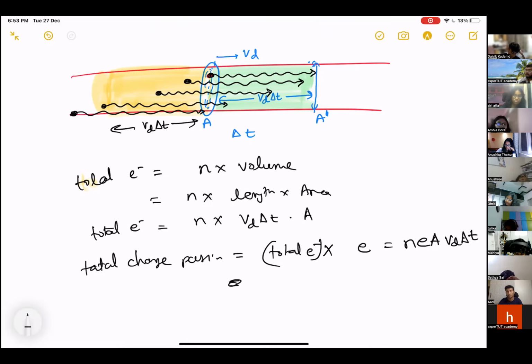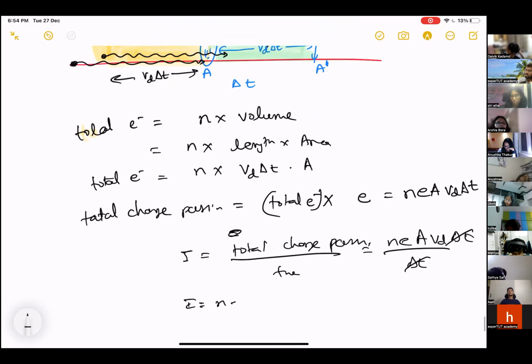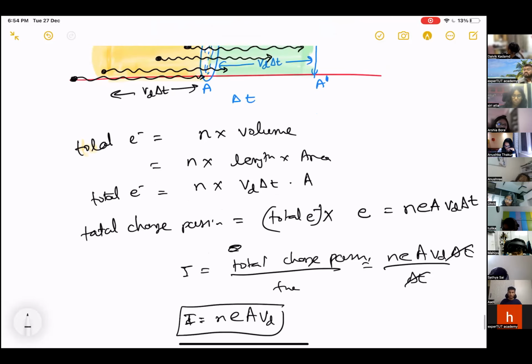And therefore, what is the current? Current is the total charge passing divided by time. So it is n e A VD delta t divided by delta t. The delta t cancels, and you have I is equal to n e A VD. There are 4 terms, not 5 terms. D is not a term, it is a subscript. VD is drift velocity. Did you understand?